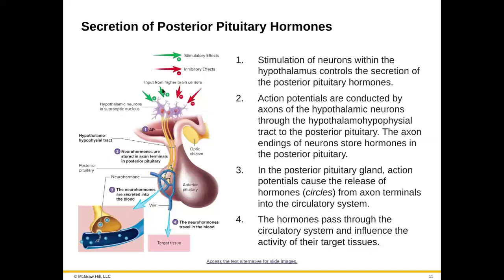So what occurs is that if there's a stimulatory effect, the neurohormones are going to be created and stored in these axon terminals in the posterior pituitary gland. When they're stimulated, the neurohormones are then going to be secreted into the blood, and those neurohormones will then travel throughout the bloodstream to reach whatever target tissue they're trying to reach, that they have a specificity for. Now, in terms of inhibitory effects, if there's inhibitory signals coming here, you will not have the release of those neurohormones into the blood.